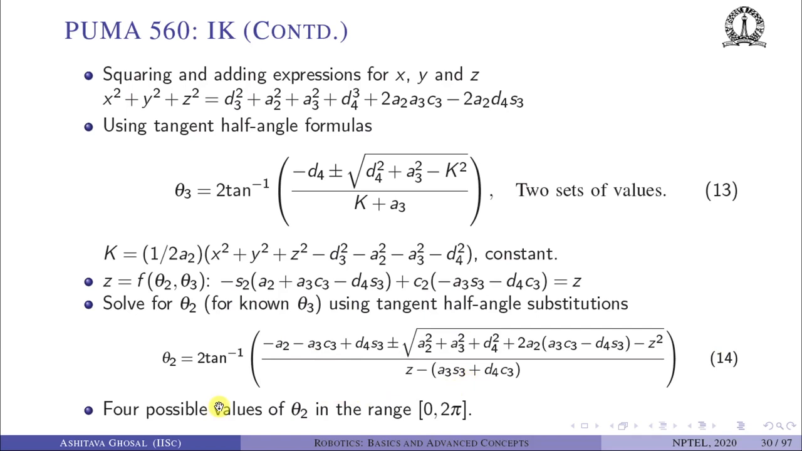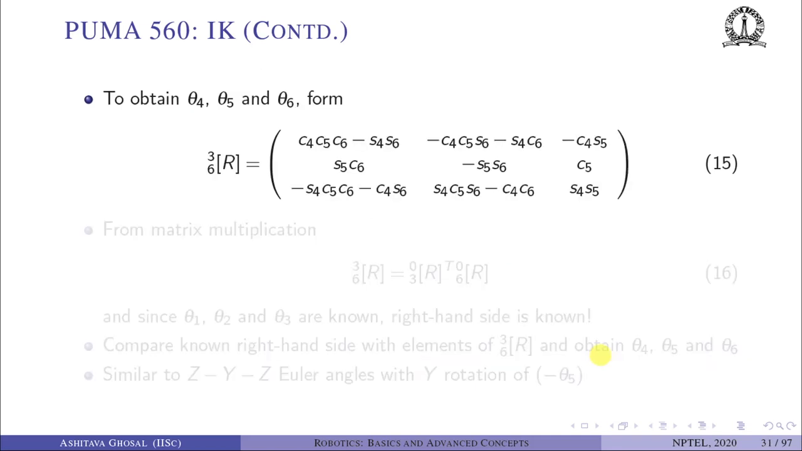So how many values of theta 2 do we get? We get 4 possible values of theta 2. Why? Because theta 3 already had 2 possible values and theta 2 depends on theta 3. So you can see A3C3 is there, A3C3, D4, S3, all these terms are here. So we get 4 possible values of theta 2 in the range 0 to 2 pi.